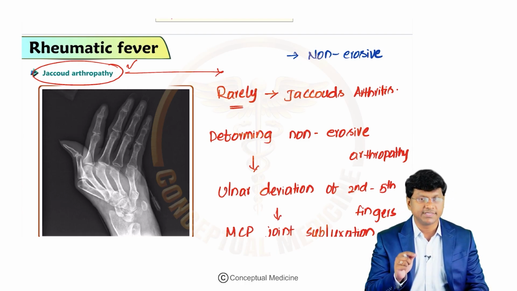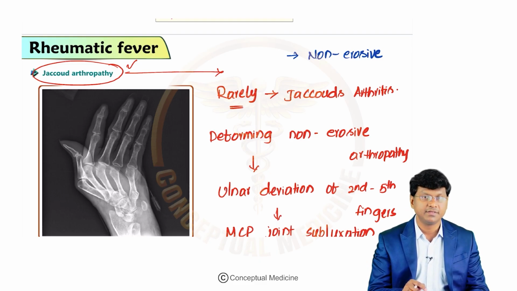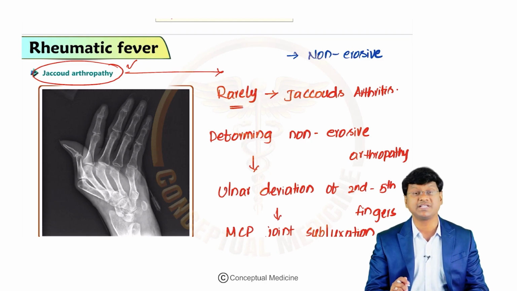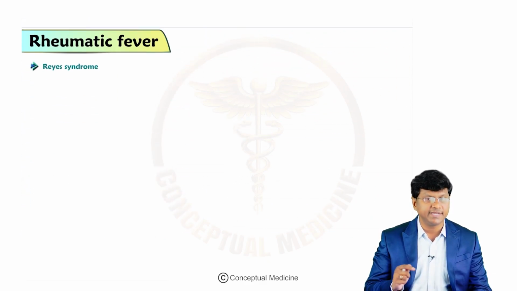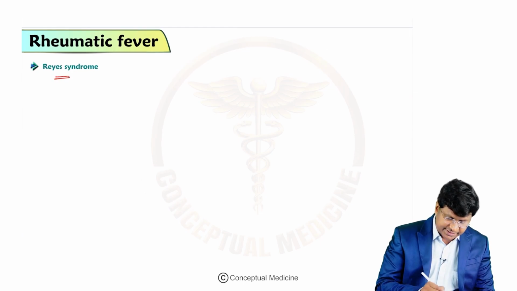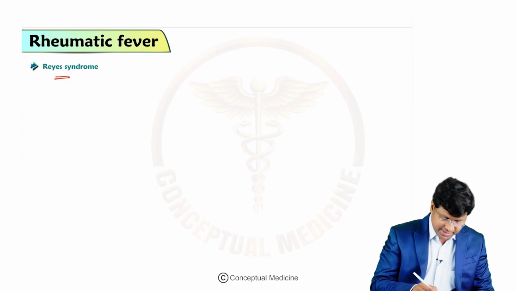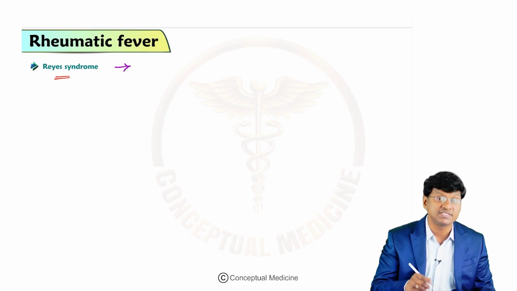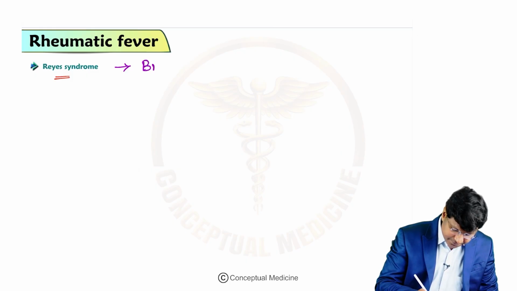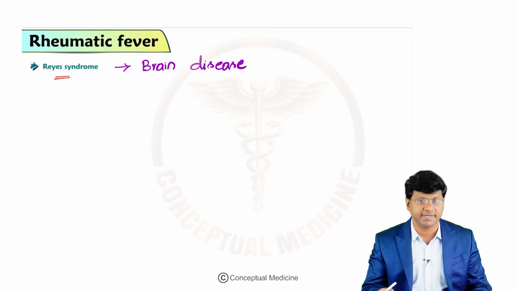Now, what did I tell you? The drug of choice for the arthritis in case of rheumatic fever will be your salicylates, which is nothing but aspirin. And secondary to this aspirin intake, the individual may develop Reye's syndrome. And you need to know what is this particular Reye's syndrome. Let me discuss this. See, Reye's syndrome is a clinical scenario where there is rapid worsening brain disease.